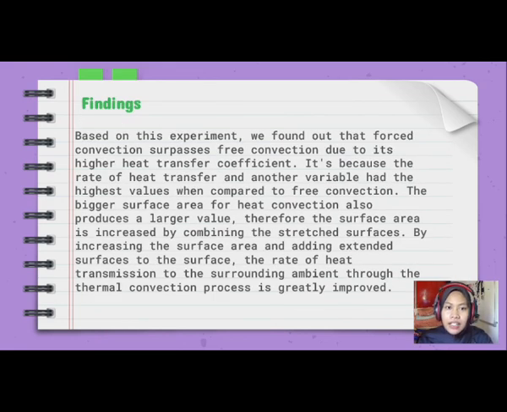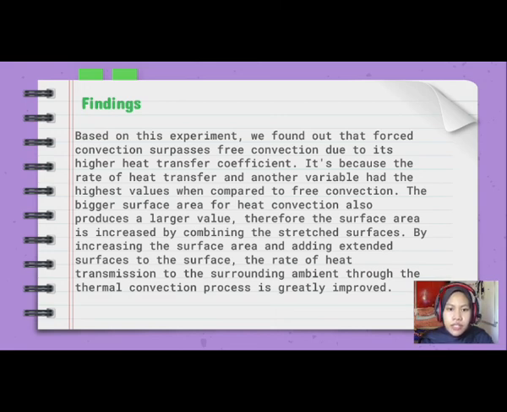And lastly, discuss our findings. Based on this experiment, we found out that forced convection surpasses free convection due to its higher heat transfer coefficient. It's because the rate of heat transfer and other variables had the highest value when compared to free convection. The bigger surface area for heat convection also produced a larger value.